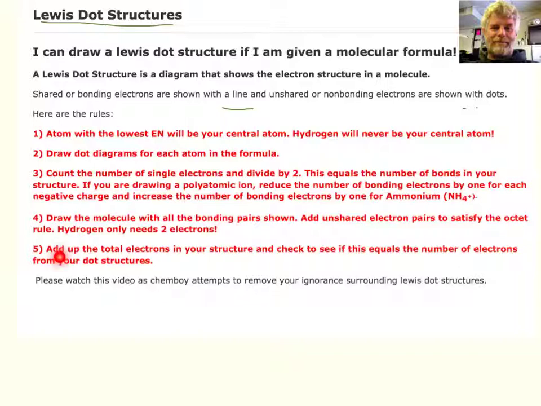And then finally, number 5, add up the total electrons in your structure and check to see if this equals the number of electrons from your dot structures. Okay? That's the procedure that I'm going to walk you through. I think there's 3 or 4 examples here.